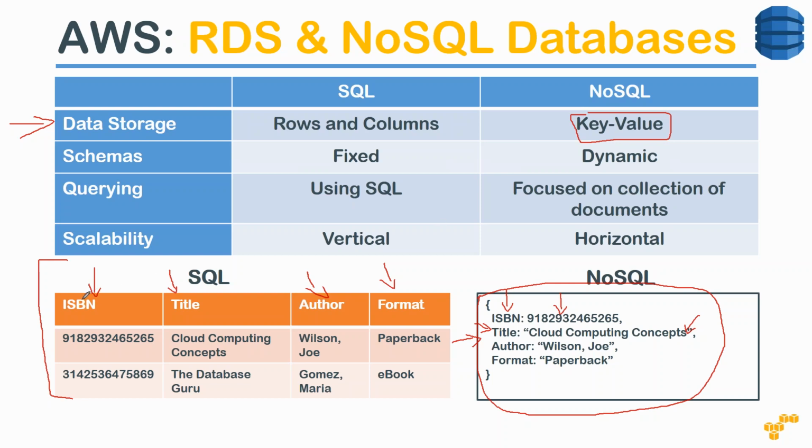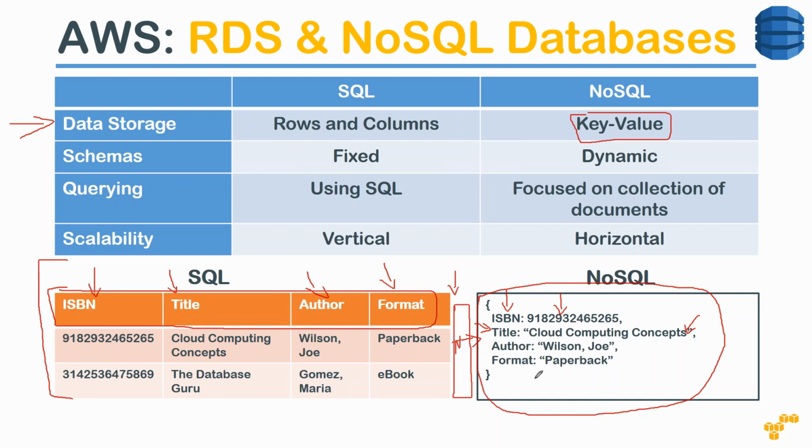And here the structure in SQL is standard: ISBN, title, author, and format. If you want to change it, and you're going to add another column here, all the values for all the rows will have to be updated, or you are going to say that that column is not mandatory, so you can have null values. So the impact is across all the rows.